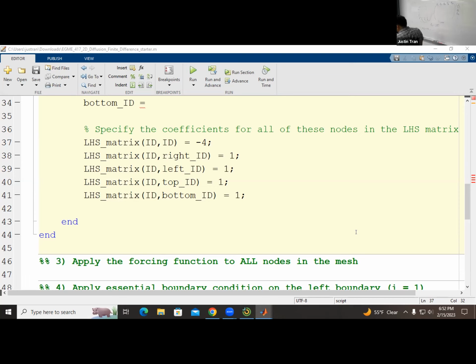Isn't that, well, it's going through the for loop, so each time it's changing the values. It's the same matrix, but it's just updating them for each. Exactly. Okay, that makes sense. That's why.